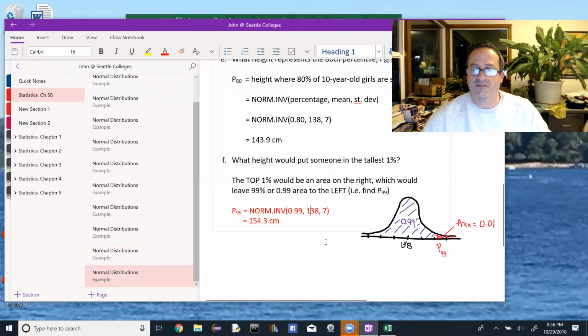Or in the picture, over here is P99. There's 1% of the area above it and 99% of the area below it. So when we go over to use Excel, again, we're using norm.inverse, but we're not typing in 0.01, we're typing in 0.99, the area to the left. And then 138 and 7, and we get 154.3 centimeters.